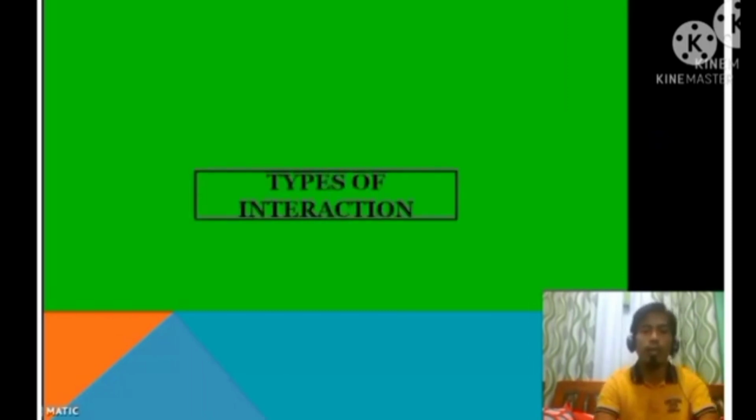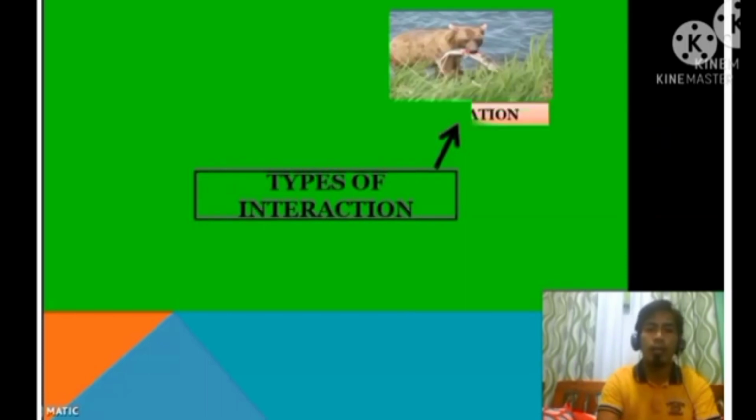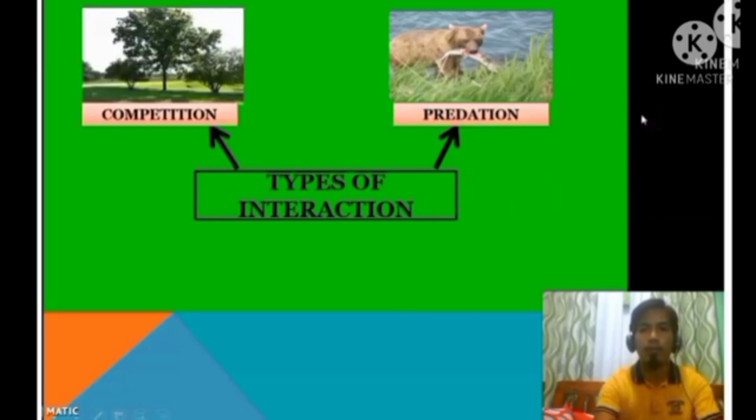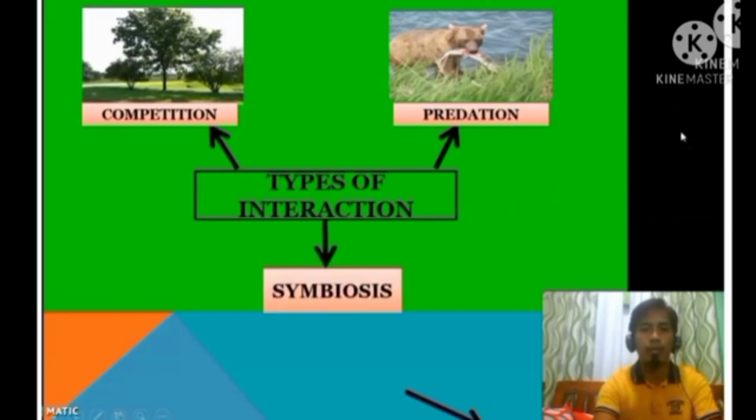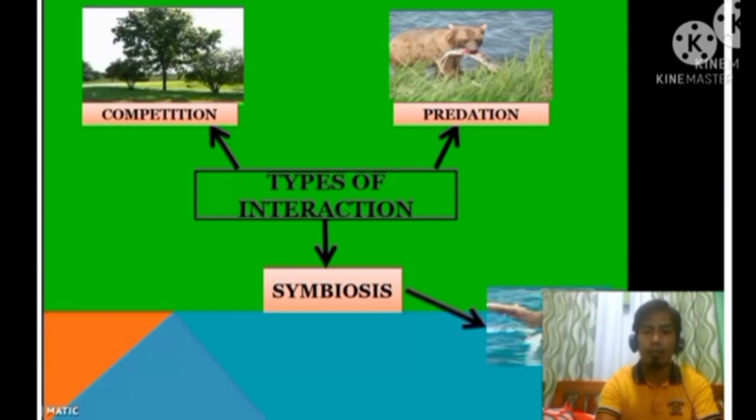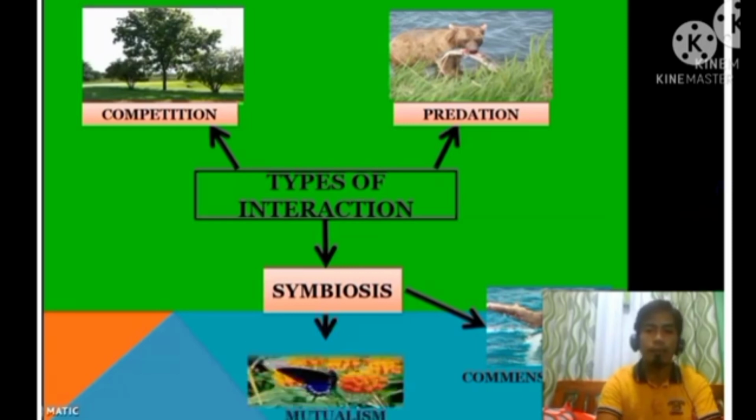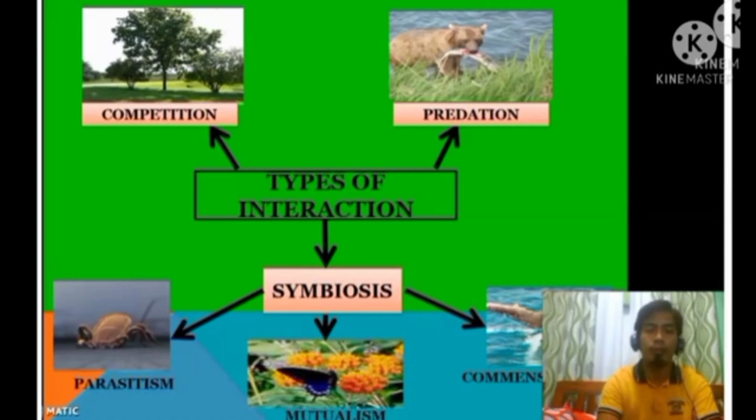So basically, there are three main types of ecological relationships, namely predation, competition, and symbiosis. The symbiosis is subdivided also into three types. We have commensalism, mutualism, and we have parasitism.